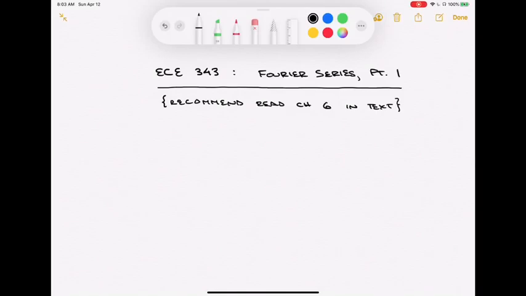Okay, so this will be our first lecture on the Fourier series for ECE 343. I do recommend that you read Chapter 6 in the textbook. I won't follow it in exactly the same way that I have in previous chapters, but it does have a lot of overlap with what we'll cover in class. In the end, I'm going to derive the Fourier series in a little bit different and probably a little bit more rigorous manner than is done in the textbook.